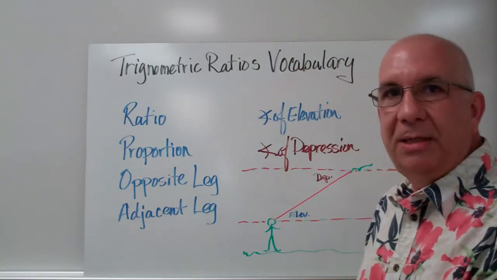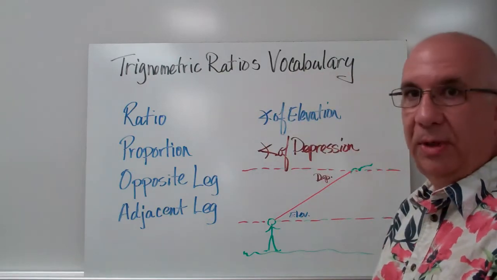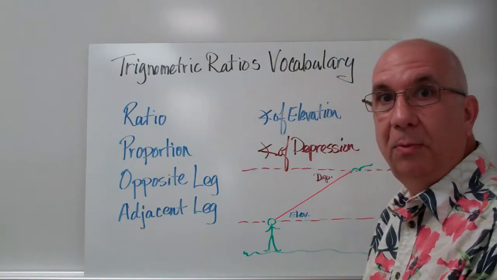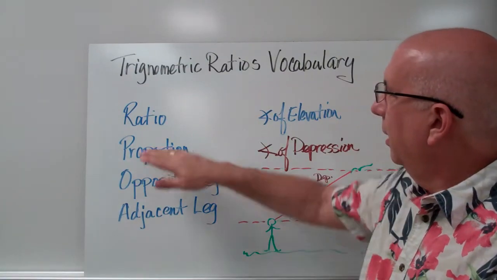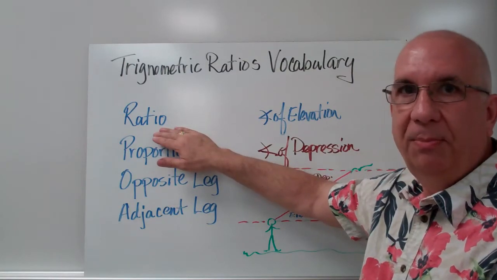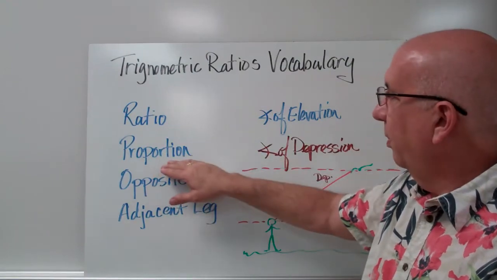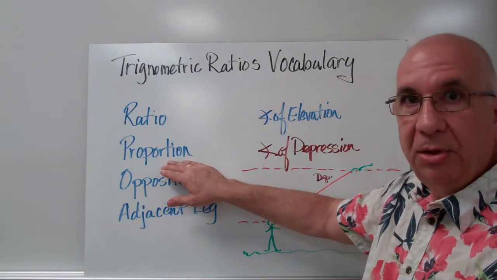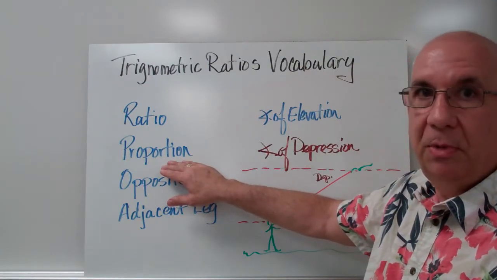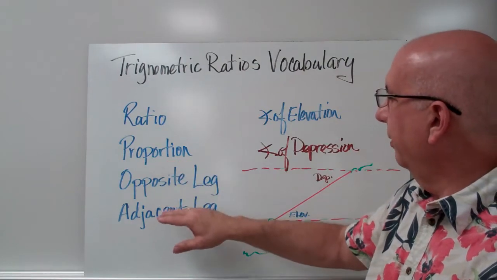Welcome. Today's lesson is about trigonometric ratios and its vocabulary. There are a few terms that you need to know what they mean before we get started. The first one is ratio. A ratio is a comparison of two numbers. Typically, it's a fraction. A proportion is a comparison of two ratios. That means you have two fractions that are equal to each other.